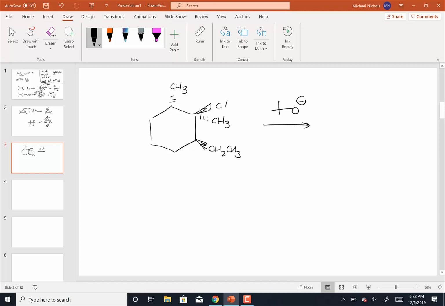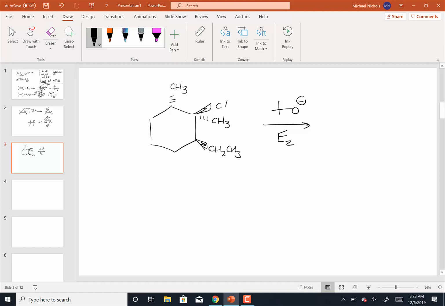But how am I going to solve this problem? What's my approach going to be? Well, my first question is, what mechanism is it? E2. How did you know that it was E2? It's tertiary butoxide. It's a strong base, which is tertiary butoxide, but any tertiary butoxide, any NH2 minus, those are automatically E2. So the minute you see tertiary butoxide or NH2 minus, E2.